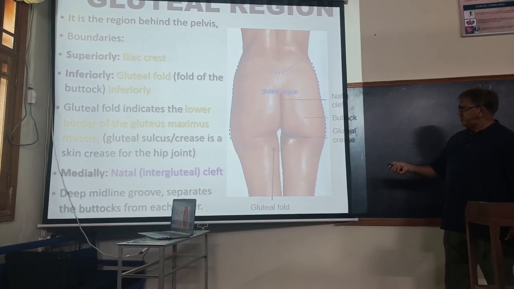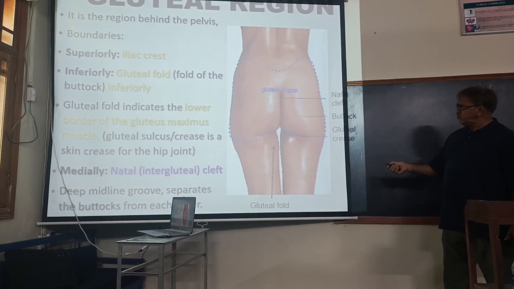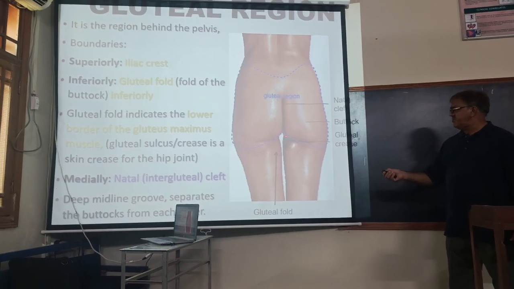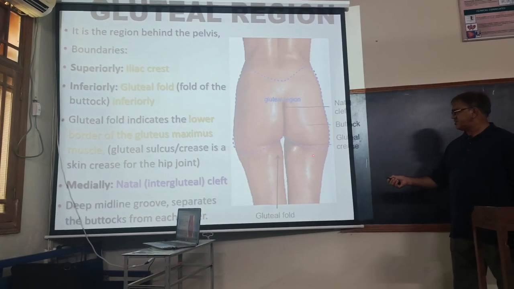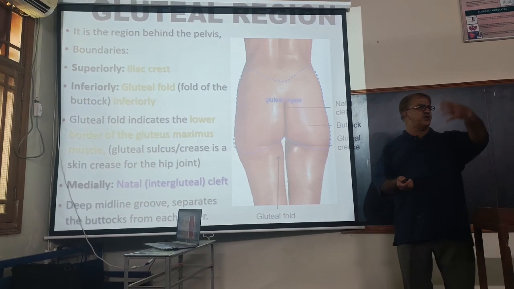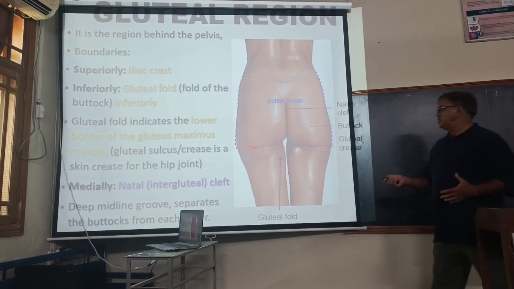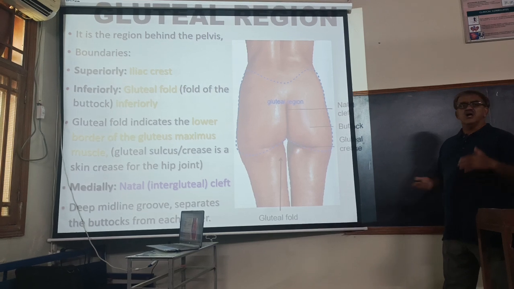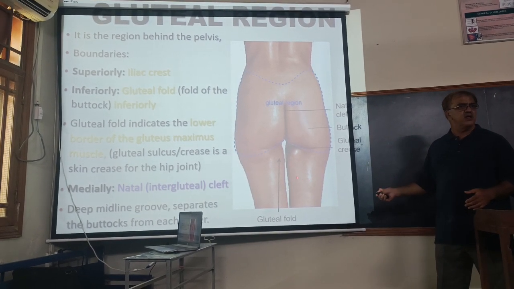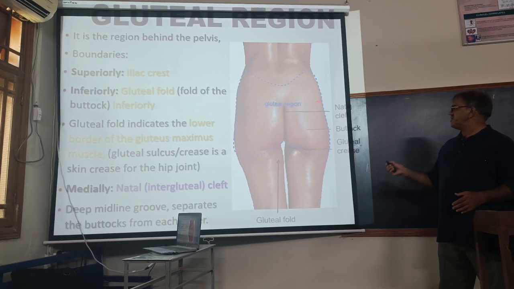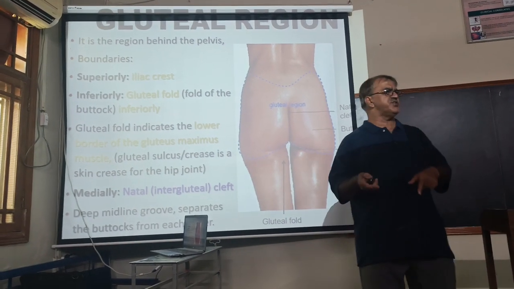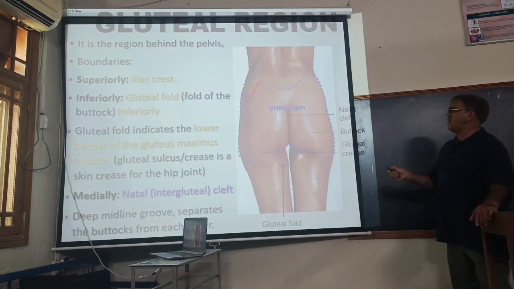Can you see this? This gluteal fold is almost horizontal, and maximus lies like this. So this does not actually represent the lower border of the gluteus maximus. This gluteal fold is actually the line of demarcation between the gluteal region and the thigh. On the posterior spine, and medially we have the natal cleft, between the two buttocks. So these are the margins of the region.